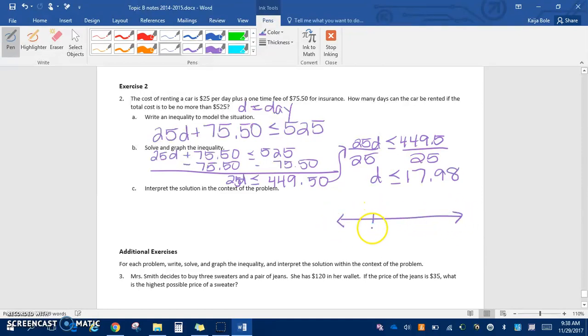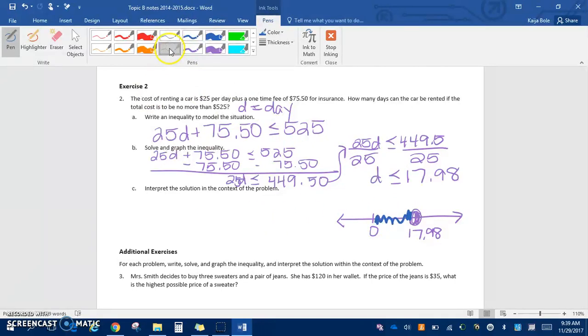Okay, so if we go to graph this, we're going to have 0 and we're going to have 17.98 here. We're going to have a closed circle. But now when we go to shade, think about, we really can't have negative days, so we're only going to shade less than, but only up to 0 because we can't have negative days. And this will help us, oh, I lost my shading.